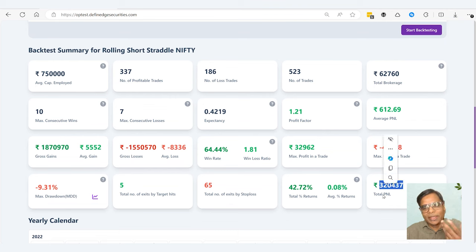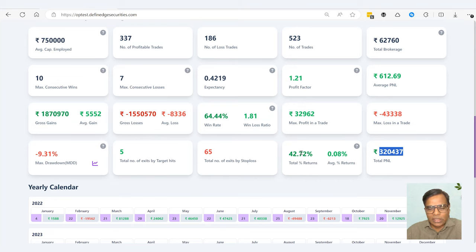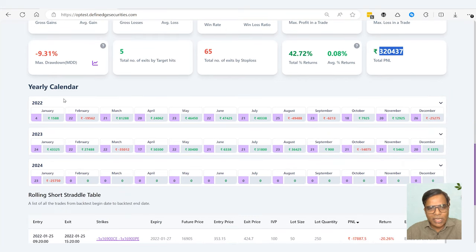So now by increasing the quantity, the brokerage as a percentage of your P&L has been reduced by a lot. So these are the statistics that you get. And here is the yearly calendar where we break down the P&L of each month in that particular year and the number of trades taken in that particular month. So here, on an average, you can see around 20 is the number of trades that it takes.